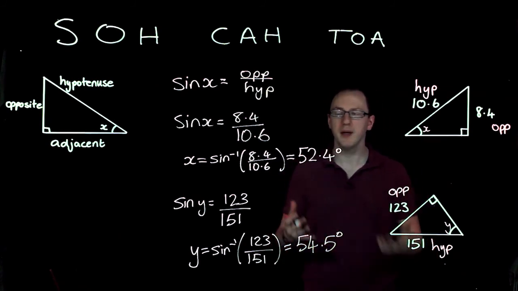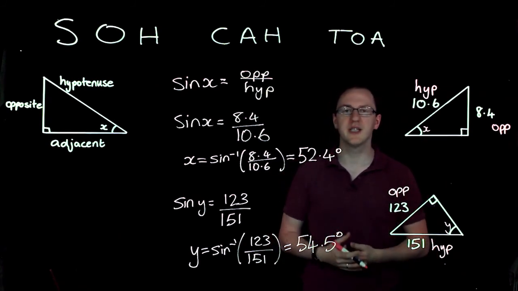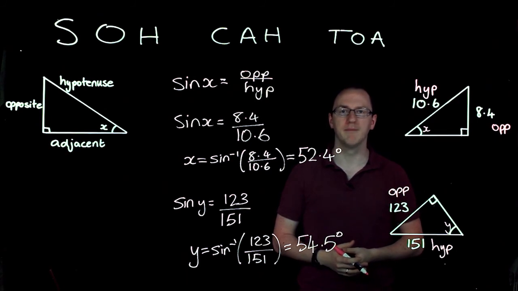Again, if you get a different answer, make sure you're using degrees. And that's how we use sine to find an unknown angle.